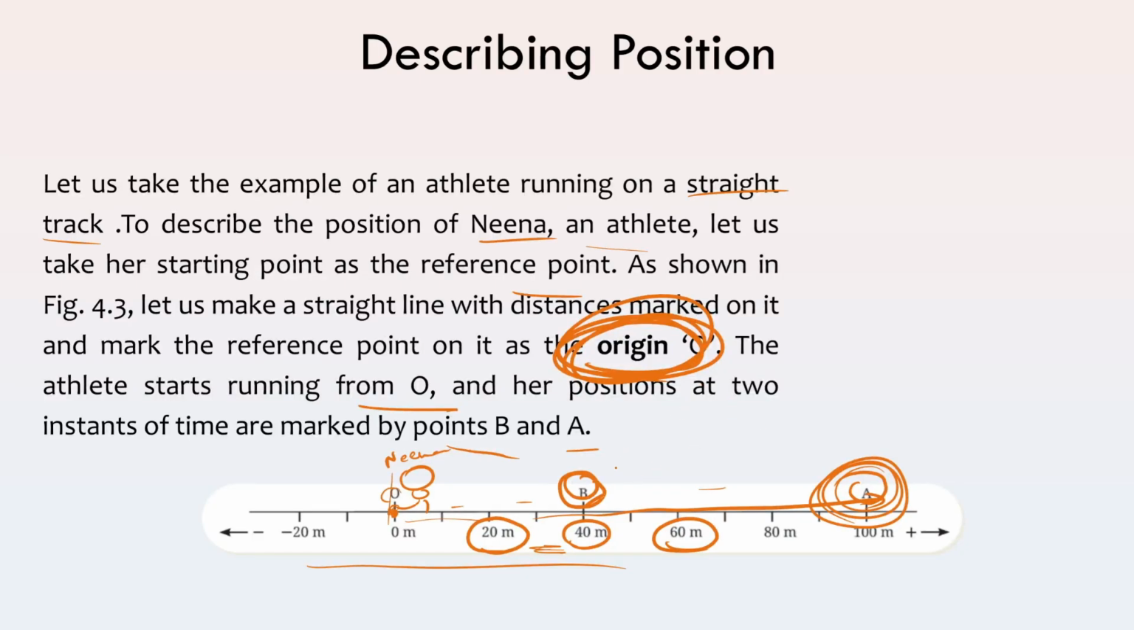So she's not still, her position was here and then here, so we can say that she is in motion. This is how we represent points on a position line graph. Now let us see one more.